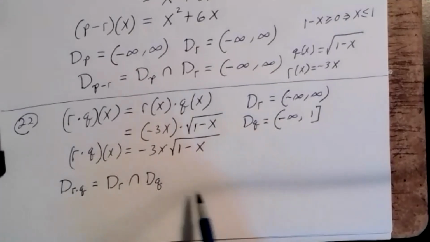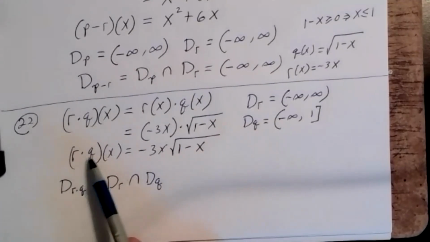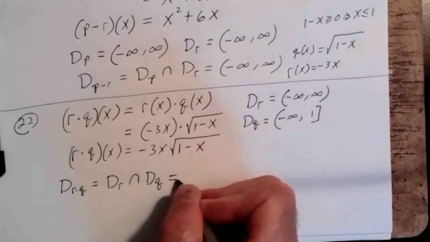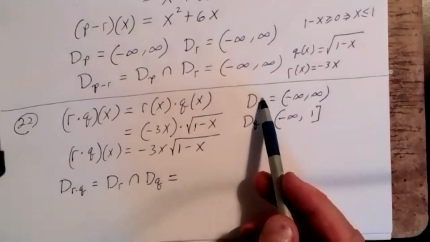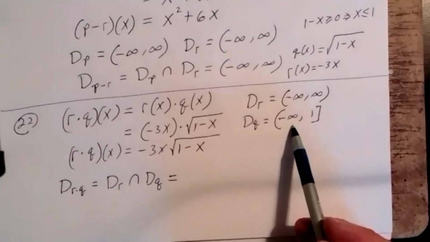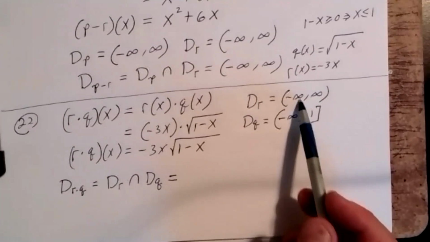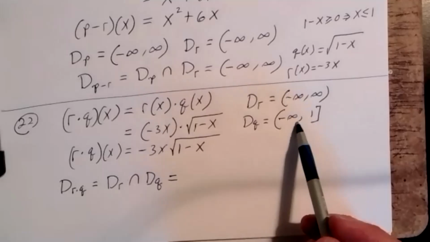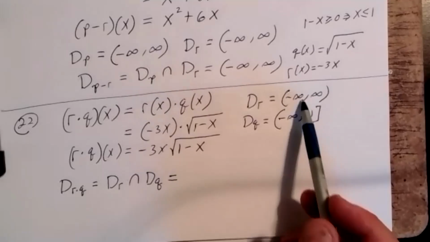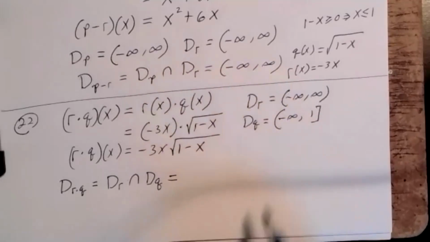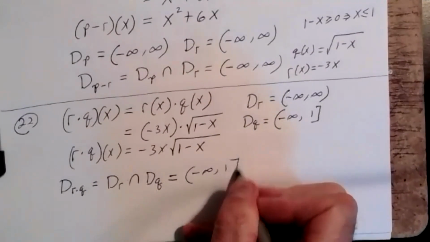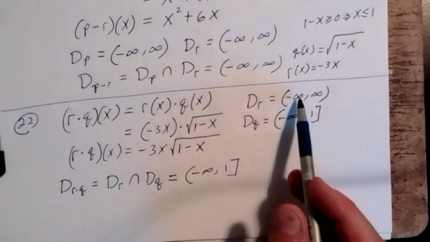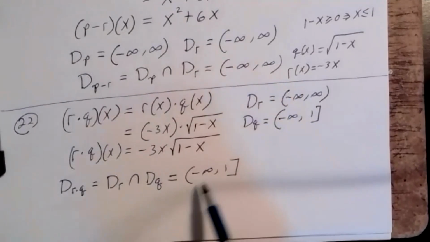Now, ladies and gentlemen, what's going to be the domain of this new product function R times Q of X? Well, the domain of it has to be the intersection of the domains of functions R and Q. What's the intersection of these two domains? What set of numbers do these domains have in common? Anybody? Negative infinity up to and including 1. Exactly. Negative infinity up to 1 and including 1. That would be the intersection of these two sets, the overlap. That would be the domain of your product function.